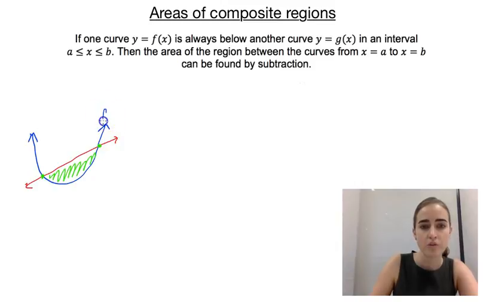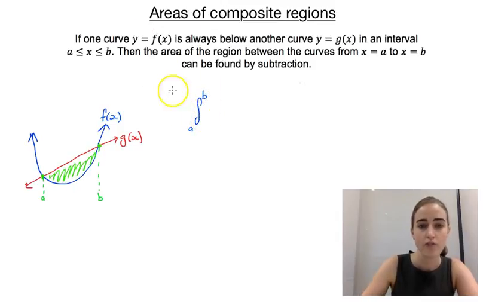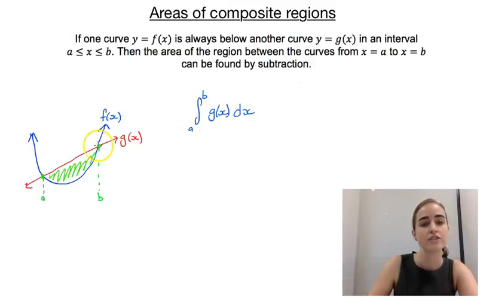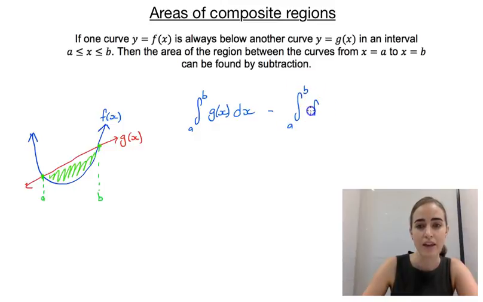So if we call this one f of x, and we call this one g of x, and say this has an x value of a and this has an x value of b, then we could find the integral between a and b of g of x dx. That would find us the total area beneath that red curve. And then we would subtract the integral between a and b of f of x dx. So it's going to subtract the little bit underneath here.